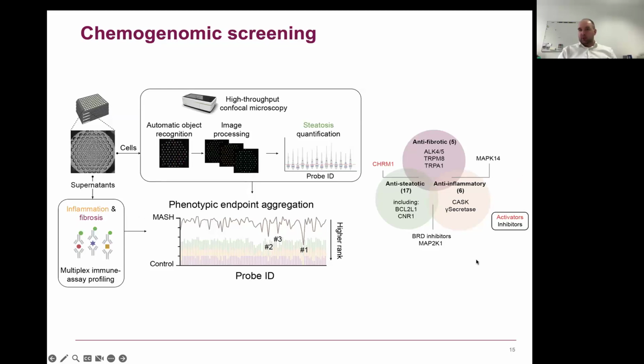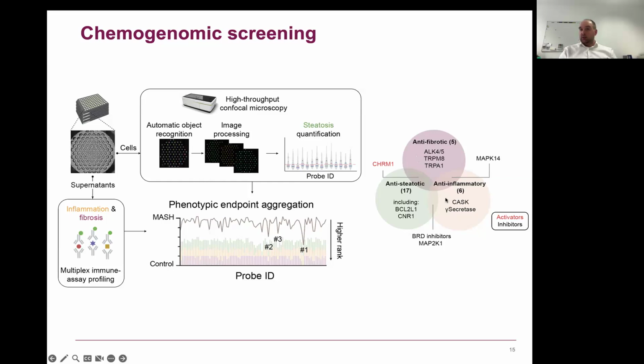And as a consequence, we identified multiple antifibrotic, anti-inflammatory, and anti-steatotic hits. Most of them were inhibitors, also one activator. We were first happy to see that some of the usual suspects were indeed there in an entirely unbiased, orthogonal fashion. So ALK4/5, a known antifibrotic target, the TGF-beta receptor, was again clear as an antifibrotic hit. BRD inhibitors were anti-inflammatory, so those have also already entered the clinics.